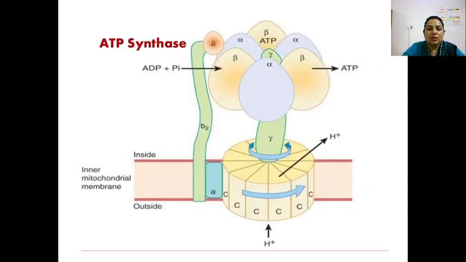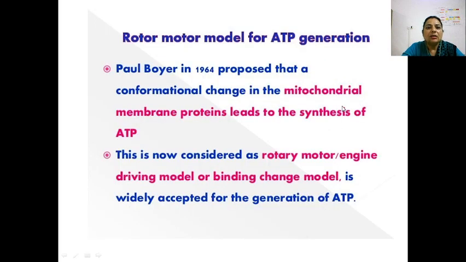This is the structure of the ATP synthase. This is the F0 portion and this is the F1 portion. The motor model for ATP generation. Paul Boyer in 1964 proposed that a conformational change in the mitochondrial membrane proteins leads to the synthesis of ATP. This is now considered as a rotatory motor or engine driving model, or the binding change model, which is widely accepted for the generation of ATP.